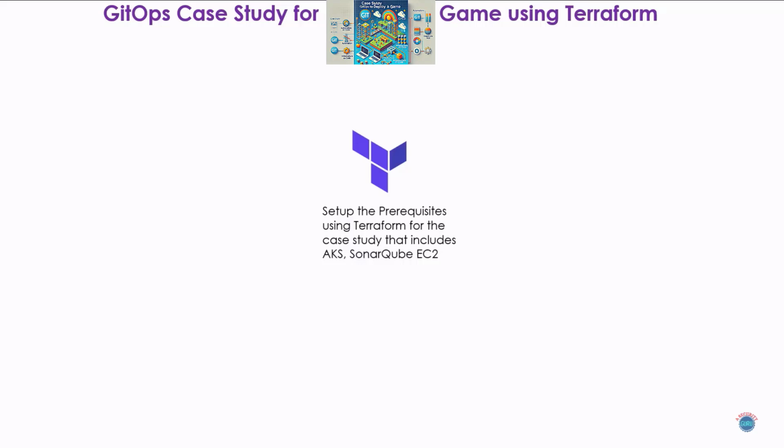There will be some prerequisites before we can use Terraform to create the infrastructure, like creating an account with Azure Cloud, creating an account with AWS, generating key pairs in AWS, and few other steps. We will see those steps as well in the prerequisite section.